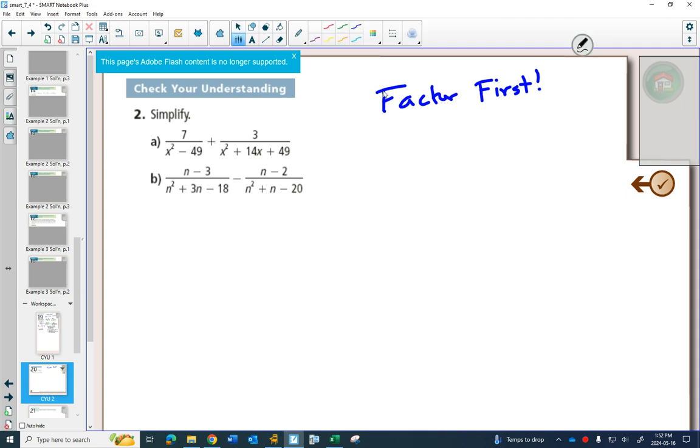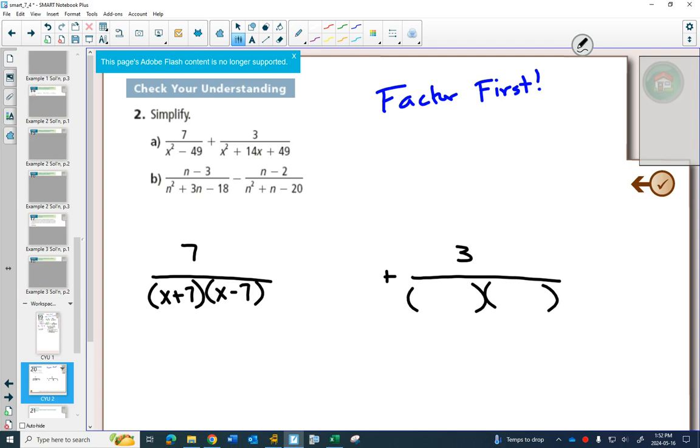So the first one, I notice a difference of squares. This is x plus 7, x minus 7. I'm going to leave some space in case I need to add more to my denominator. And the second one factors to be x plus 7, x plus 7. Are they identical? No. This one is missing another x plus 7. So we multiply the top and bottom of this one by x plus 7. And this one is missing the x minus 7.